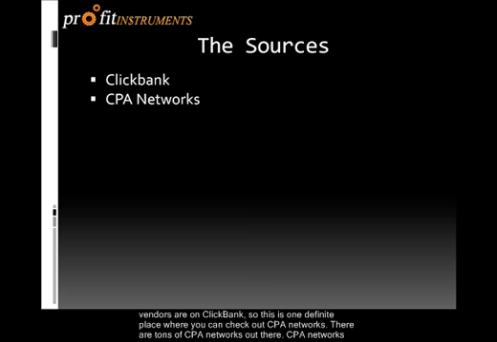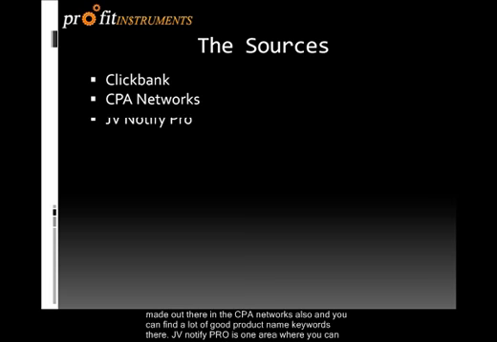CPA networks, there are tons of CPA networks out there. CPA networks basically list offers in their network, and we as affiliates promote these offers and we get paid per lead or per sale. Some of these offers convert really good, especially the free trial offers. They pay up to $30. I mean, customers just have to start a free trial with a company, and customers just pay $3 or $4, and we get $30 for that action. So it's a lot of easy money to be made out there in the CPA networks also, and you can find a lot of good product name keywords there.